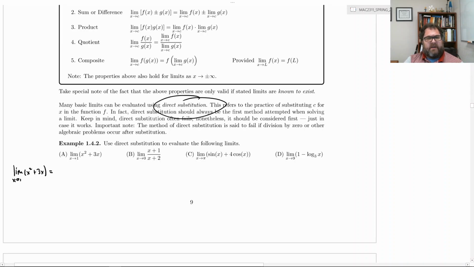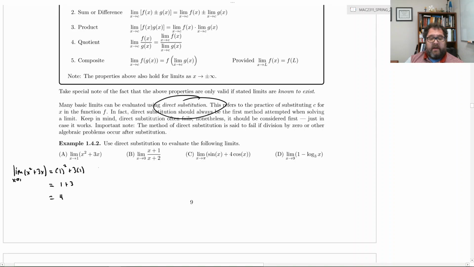So I think if we plug in a positive 1, nothing bad happens algebraically. So we can just say, well, it equals, I'll plug it in, 1 squared plus 3 times 1 equals, well, that's 1 plus 3 equals 4. So the limit is equal to 4. Easy peasy. What about B?